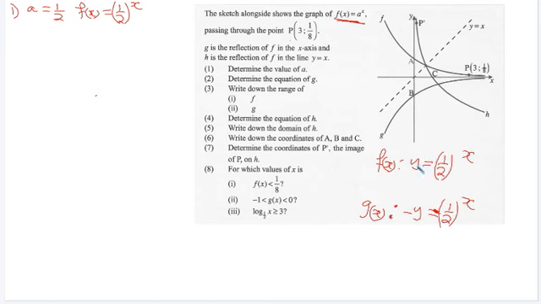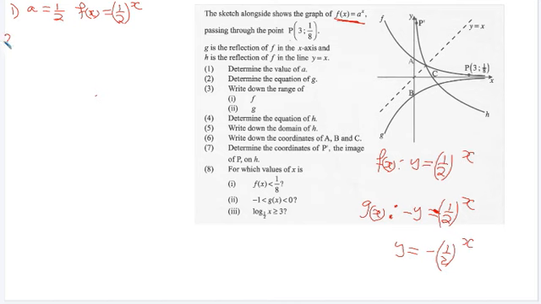This is the equation of f, and this is the equation of g, and the only difference between these two is the sign for the y has changed, and we cannot leave our equation with a negative y, so we divide both sides by negative 1, to have y is equal to negative 1 over 2 raised to x.